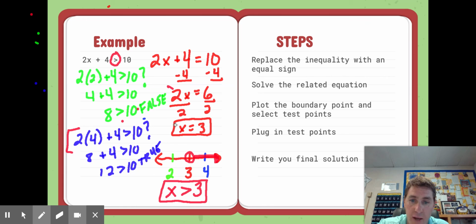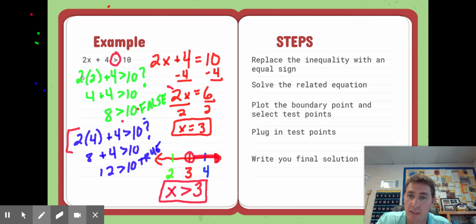All right, so to recap, we replace the inequality with an equal sign. We solve that equation to give us our boundary point. We plot that boundary point, and we pick test values that are lower and higher than our boundary point. Then we test them out, and we check to see, are they true or false? In this case, 2 was false, 4 was true, which told us to shade to the right. And lastly, we write our final solution.